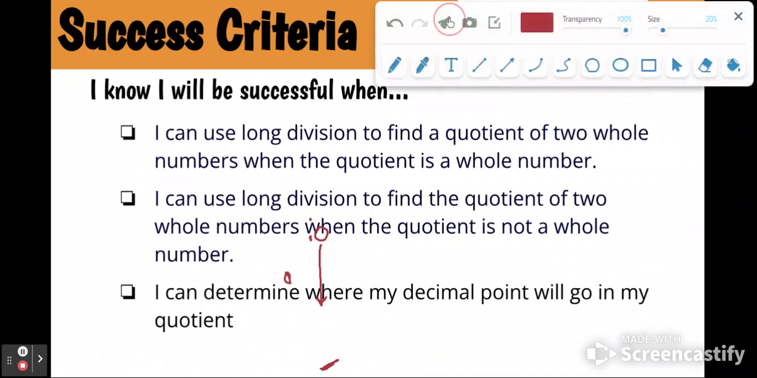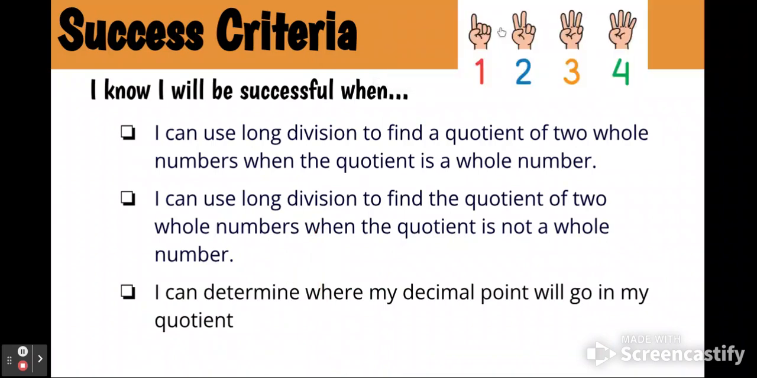These were our success criteria that we looked at earlier. You rated yourself from a 1 to a 4. This time I want you to rate yourself again. Did your score go up? Do you understand even a little bit more? Or is it still the same and you need to seek more help?